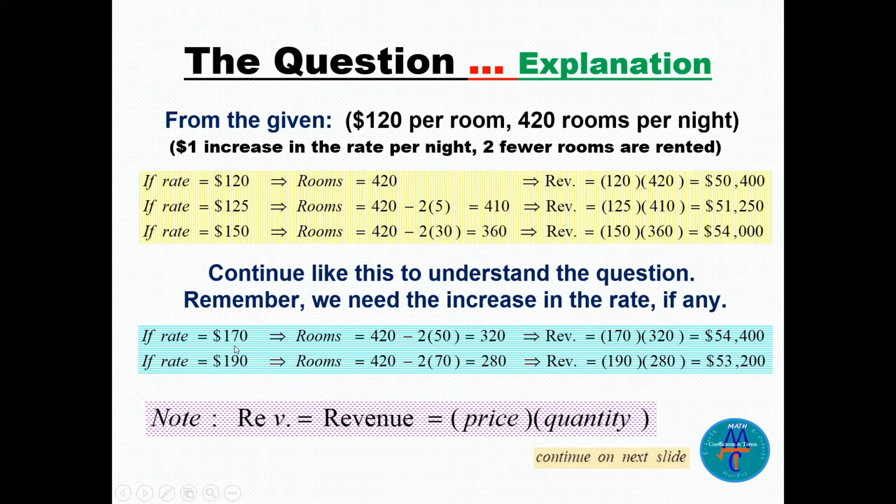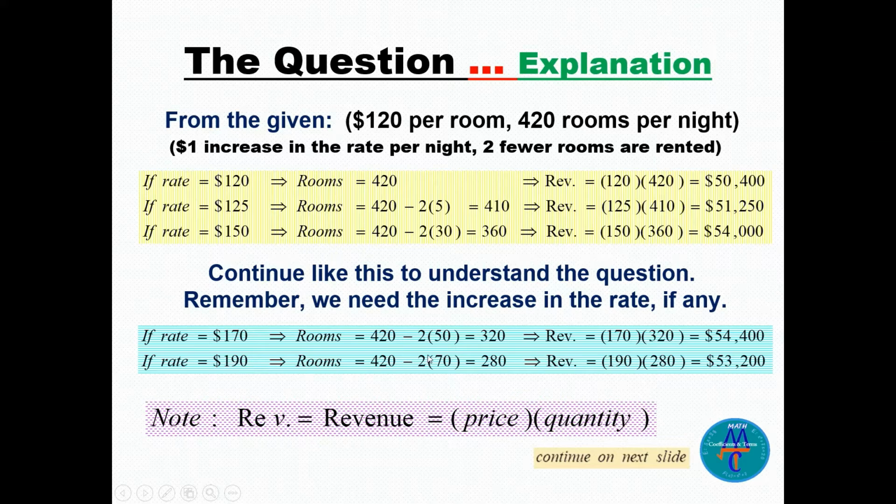If the rate is 170, you can continue this way. If the rate is 170 from 120, that means a $50 increase. So 420 minus 2 times 50, which will be 320 rooms. See, if 320 rooms, you can find the revenue. You know, the revenue means the price times the quantity. Whatever the price, whatever the quantity, you can apply this revenue anywhere.